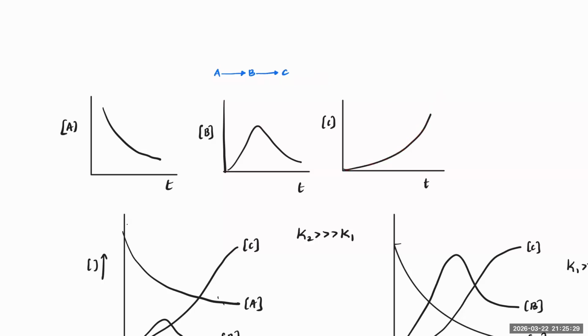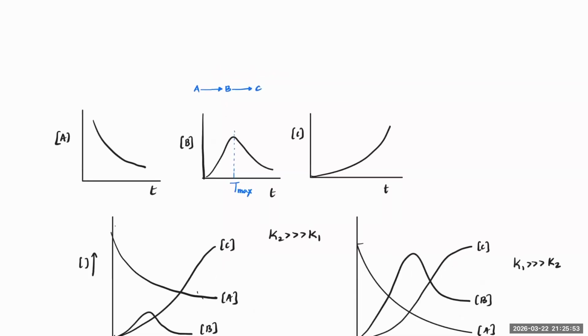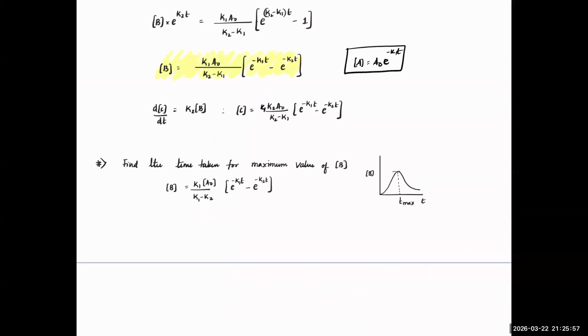Okay. So that means B at some point of time will reach its peak value, then it will start coming down. And this is the time that has been asked. What is the T max? T max is the time taken for reaching the maximum B value. Not maximum time, it means time taken for maximum of B value. So let's see how we can do that.